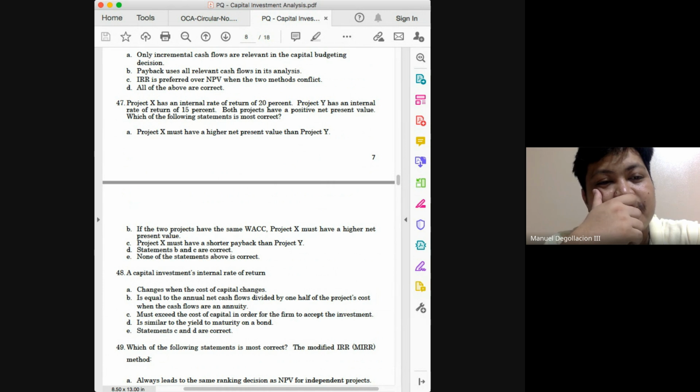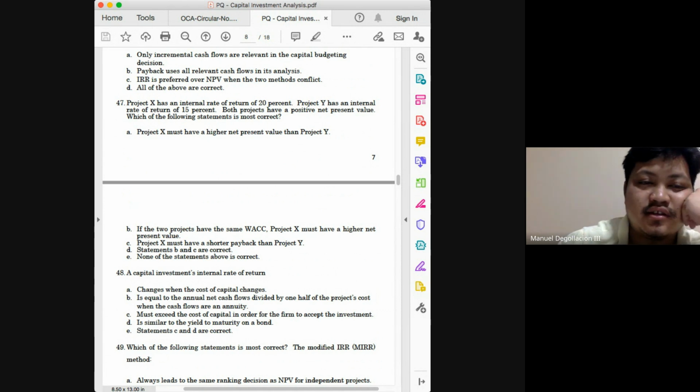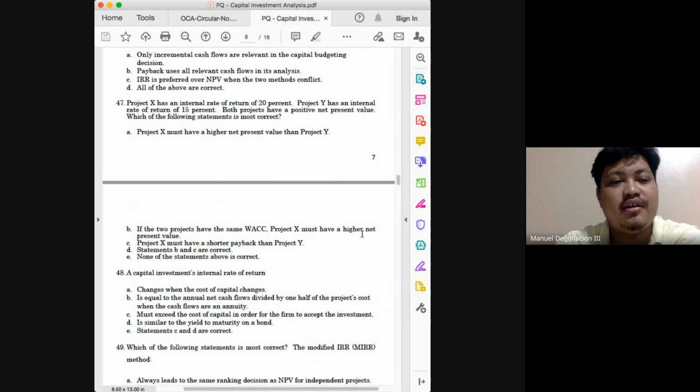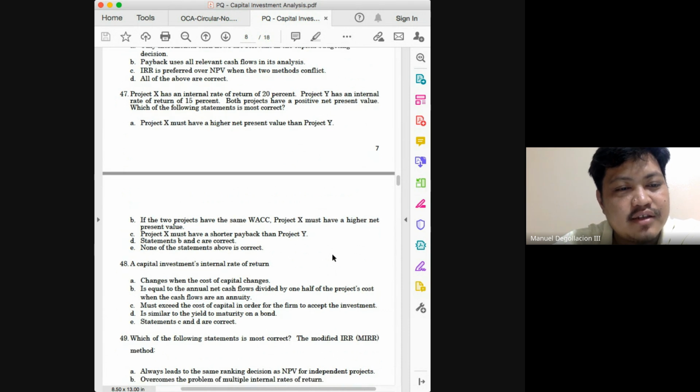When subjected to the same required rate of return, project X does not necessarily have a higher net present value. Letter B, if the two projects have the same WACC, project X must have a higher net present value. Again, still no. Project X must have a shorter payback period. Again, can be determined. The answer here would be letter E. Okay, but I don't think the questions would be this difficult to analyze.